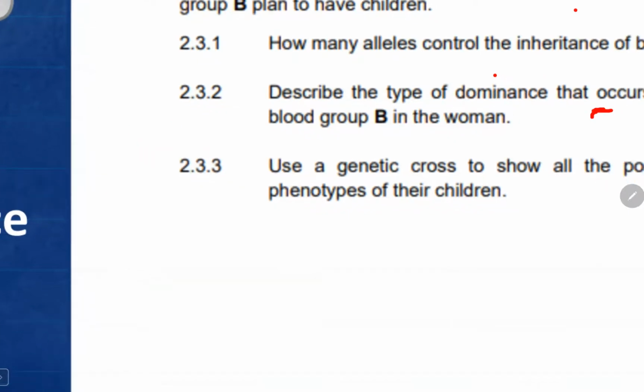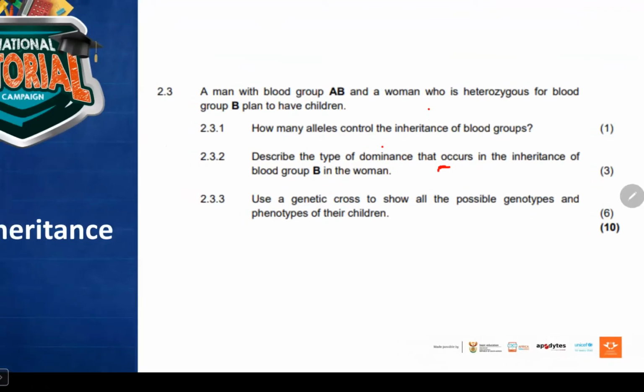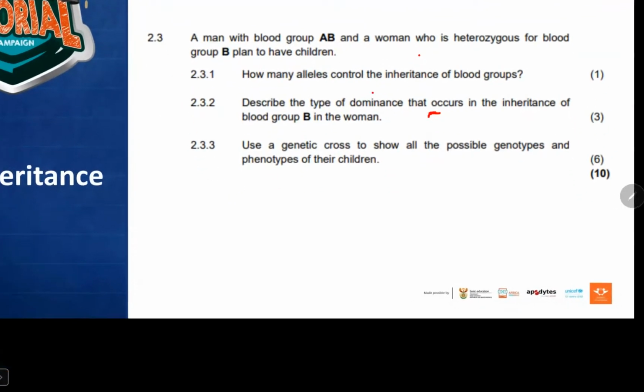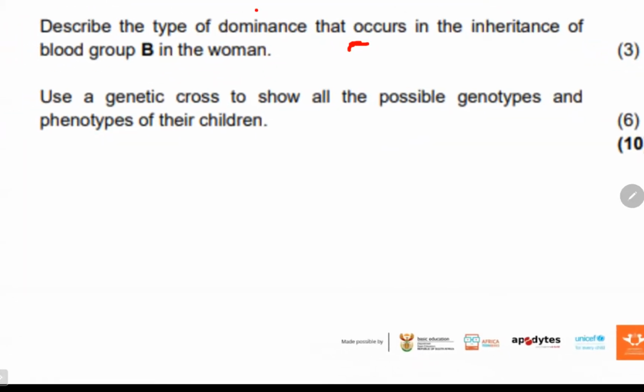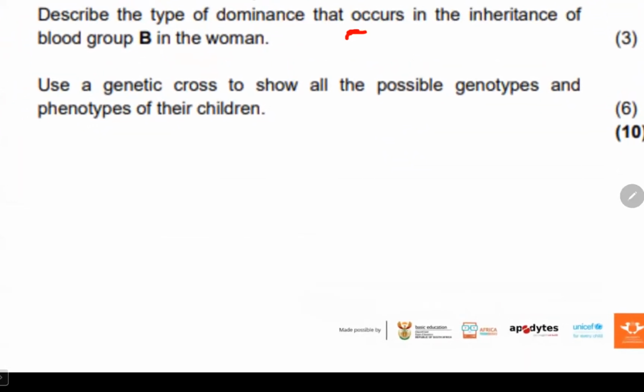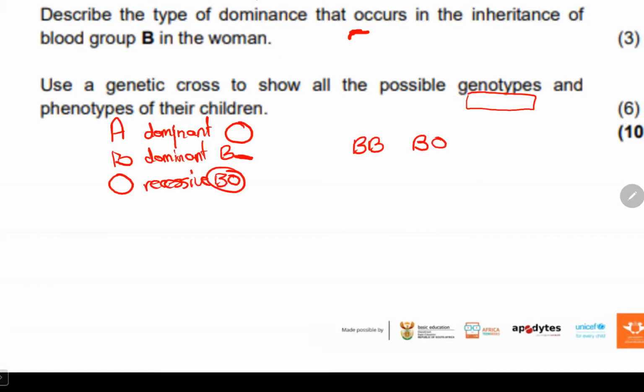Last question they are asking us is, use a genetic cross to show the possible genotypes and phenotypes of the children. And this is 6 marks. So it is important to understand the basics of a genetic cross and where you will be getting your marks when writing a genetic cross.